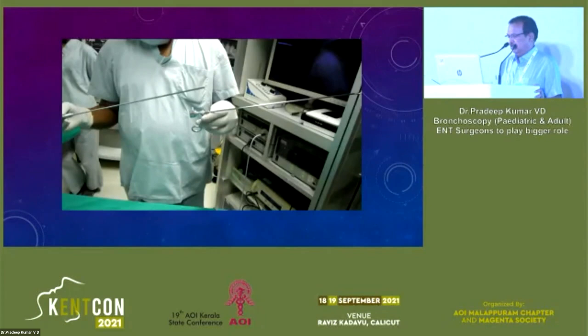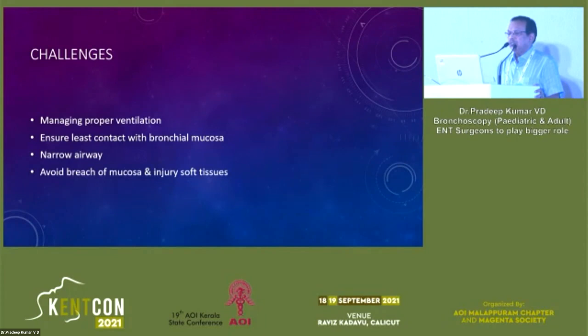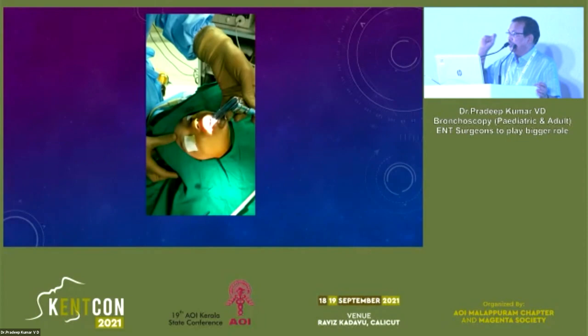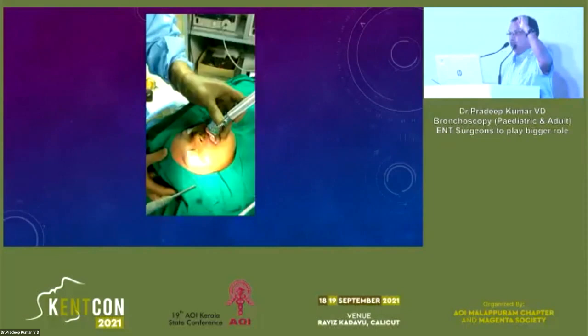The challenges are many because the airspace is very narrow, and you should ensure the contact is kept to a minimum. The airspace will be shared by the anesthetist. So how to introduce the endoscope? You have to know that. Always ask the anesthetist to show you the vocal cord with the straight blade Macintosh laryngoscope, then introduce the scope. That's how you have to introduce it.